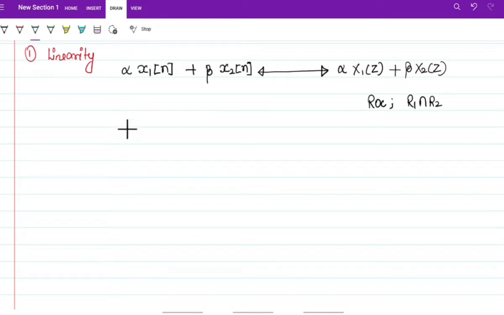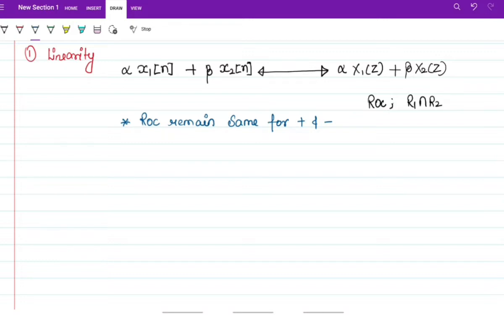And make a note here that if you do addition or subtraction instead of this, suppose we have alpha x1 of n minus beta x2 of n, so if there were subtraction here, then your ROC is not going to change for addition and subtraction. It will remain the same in the Z domain. So I mention here: ROC remains the same for addition and subtraction in Z domain.